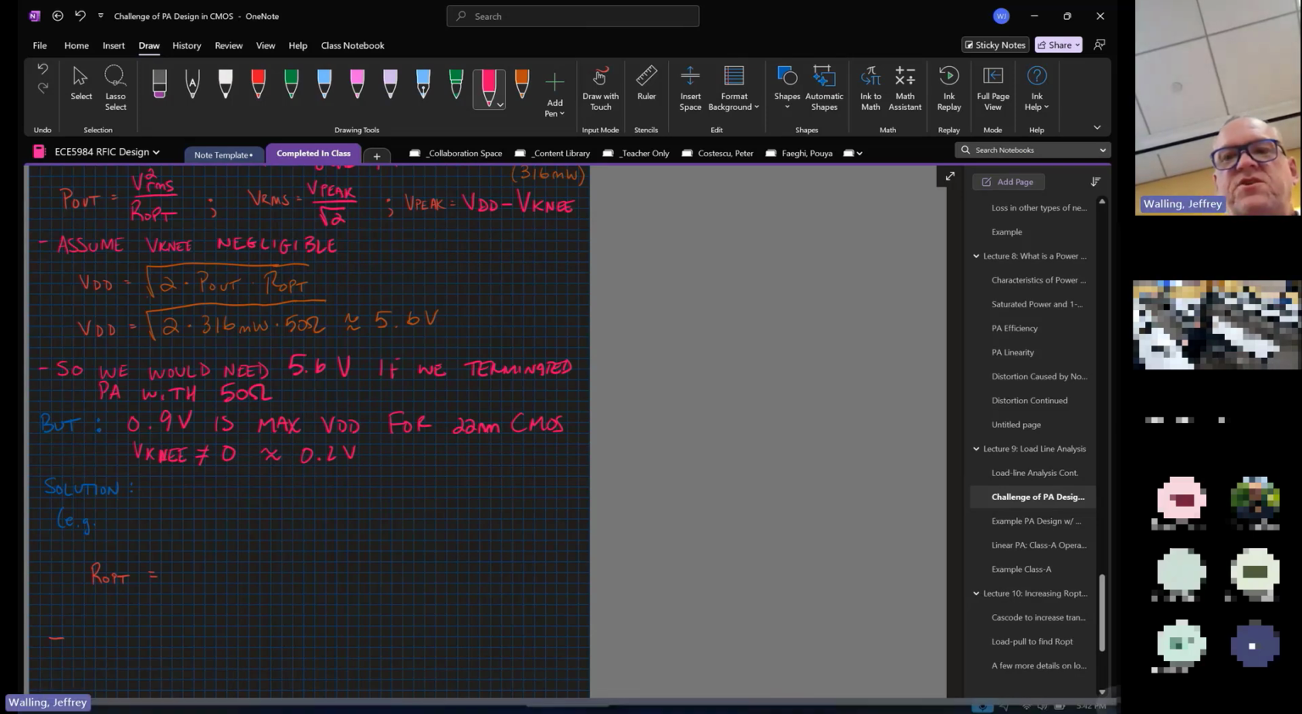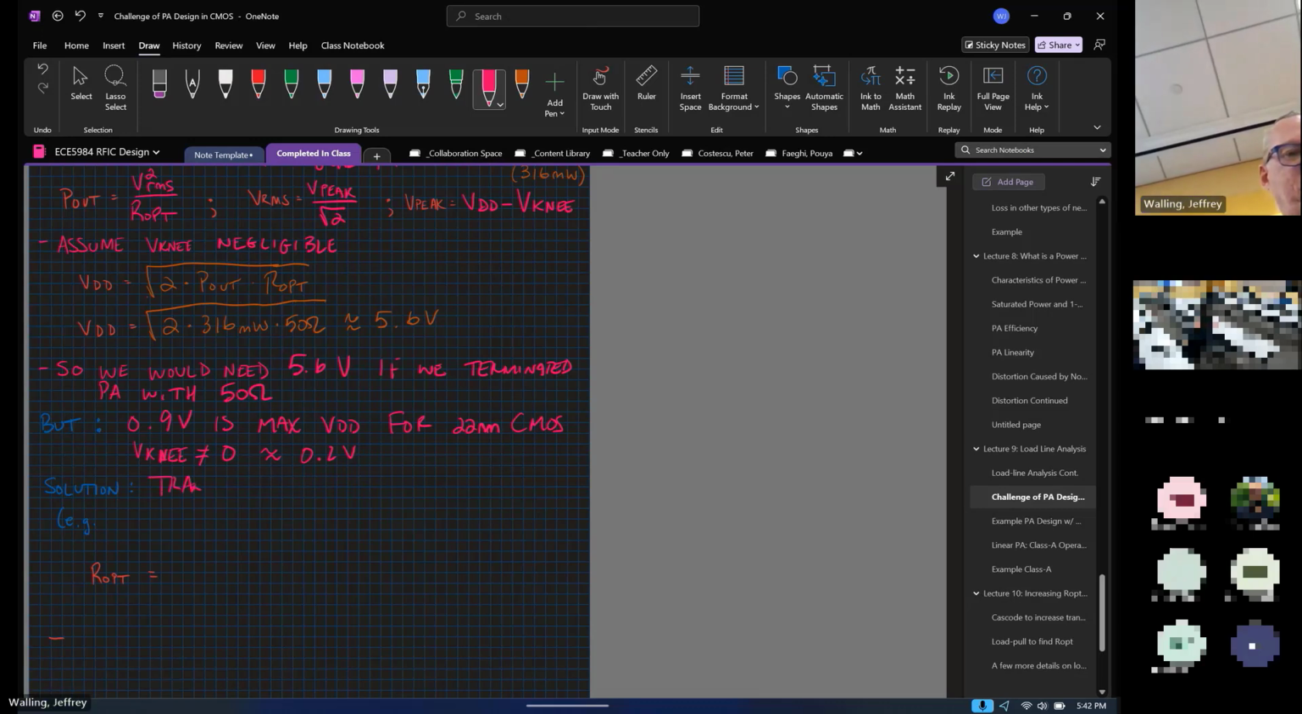All right, so our solution is going to be, we're not going to terminate the transistor with 50 ohms. We're going to learn what the R-opt is for our device by, at first, maybe just running some IV curves or simulations for IV curves and figuring out what the optimum termination resistance is, and we're going to match from 50 ohms to the optimum termination resistance.